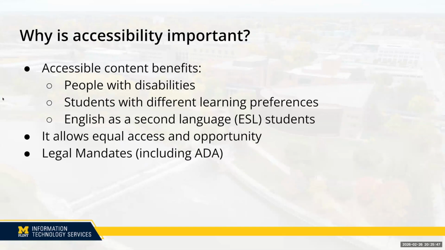So why is accessibility important? Accessible content benefits everybody, not just people with disabilities. It supports students with different learning preferences, English language learners, and people accessing content in different environments. Accessibility provides equal access and opportunity, and it's also required by law through regulations like the Americans with Disabilities Act.